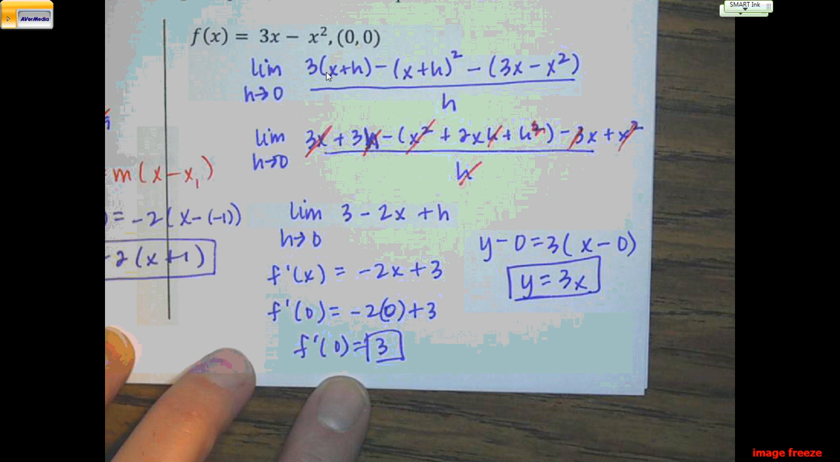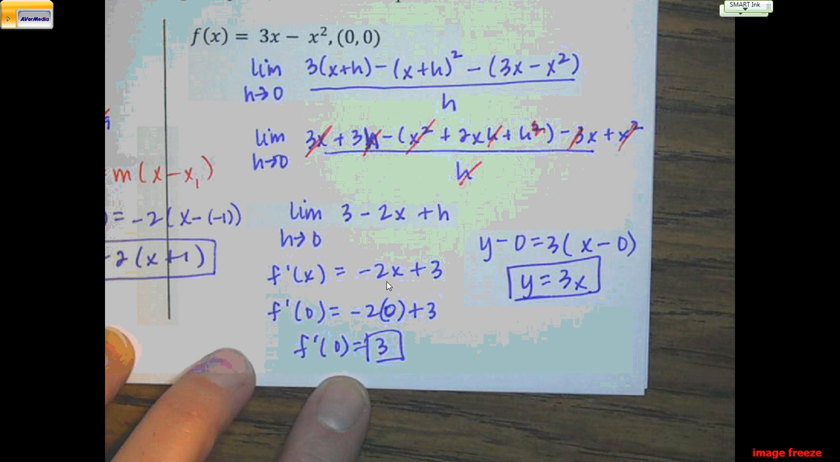So once you put in your x's and your h's, a bunch of stuff cancels. Got this guy left. Put in a 0 for your h, which means that h goes away. So I just rearranged the order on this. I have negative 2x plus 3, which is not your answer. That's the formula for finding the slope.